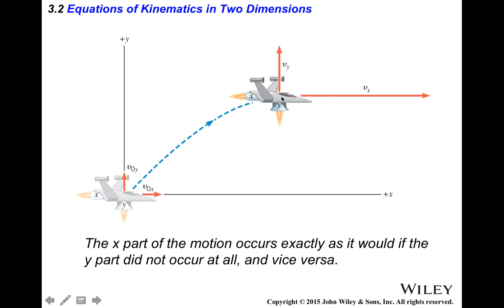If it's flying at an angle, it's got a V. The motion has x and y components. All right, the motion has x and y components.